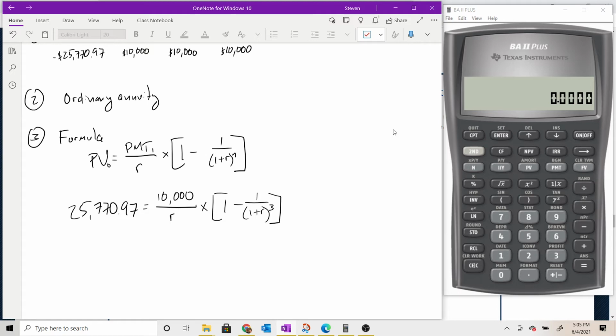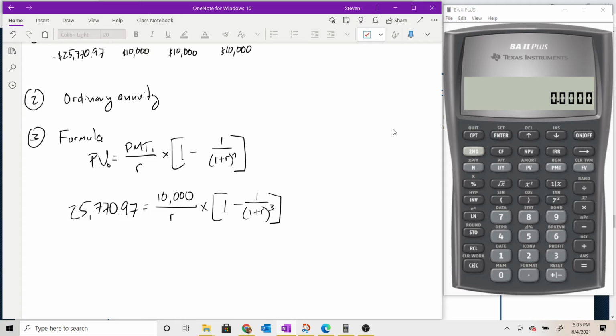The best I could do if I were going to try and do this by hand with algebra is I would just take a guess at the interest rate. I would say, oh gosh, I don't know, maybe 10% looks reasonable. So I would plug in 0.1 for r. I would run the equation and see if this right-hand side, when I plugged in 0.1 for r, actually equaled $25,770.97. And, of course, it wouldn't.